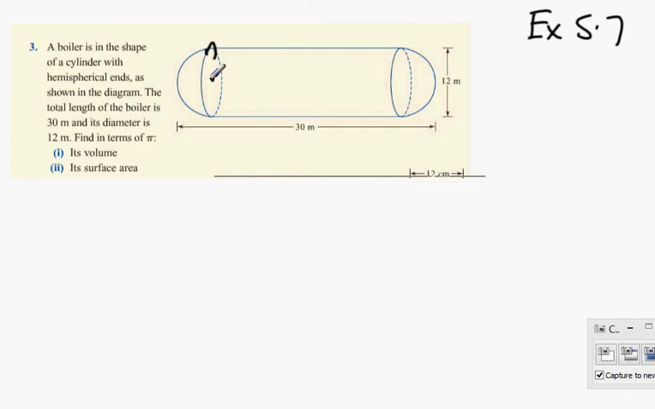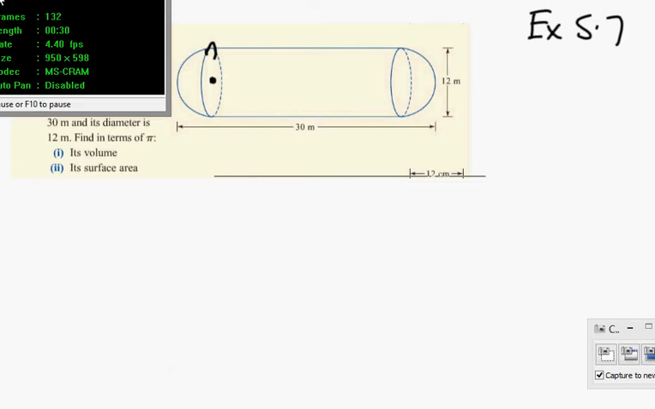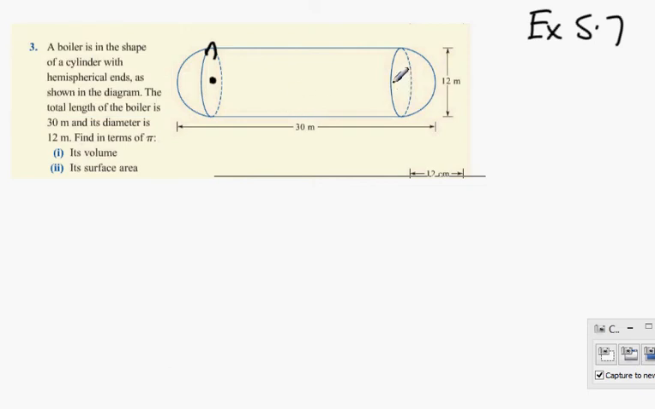If the diameter is 12, that makes the radius 6. This makes it 6, and this one here makes it 6 as well. 30 take away 6, take away another 6 is 18. So 18 is the actual length there. We're going to do the length.